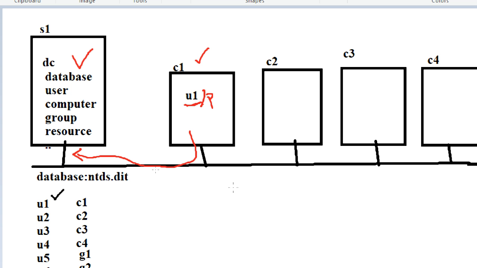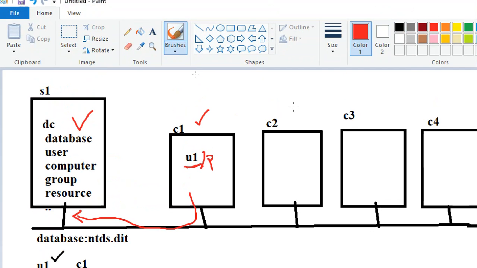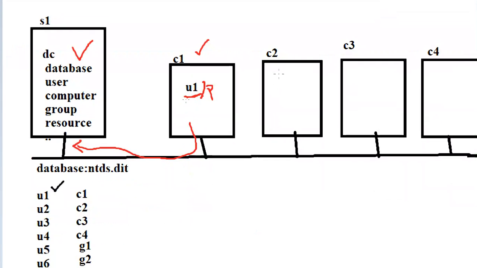Now today's work is completed. Tomorrow you come to the office. What happened? Because of a certain reason, you want to log in to C2. Today you logged in to C1, tomorrow you want to log in to C2. Inside C2, is U1 information there? No. But you put U1 and the password here in C2. The request goes to the database: verify U1 and their password in the domain controller.